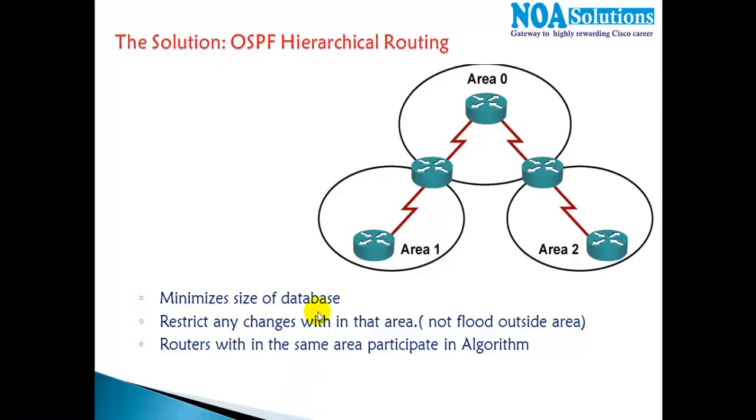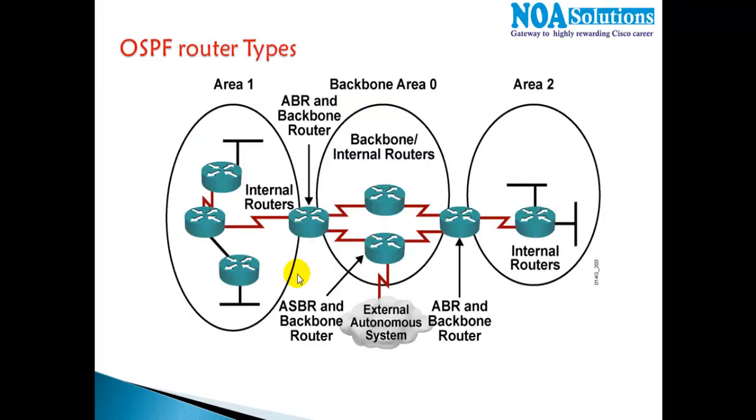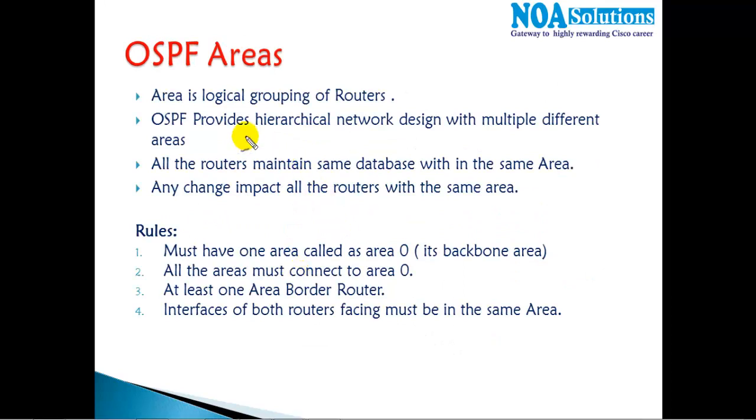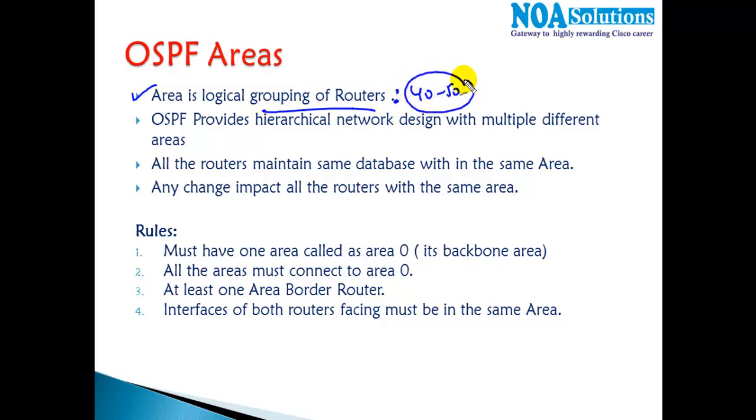So there's one more rule we need to follow. Like here you can see, I have the same rules. Area is a logical grouping of the routers. That's what I discussed, and it is recommended not to use more than 40 to 50 routers in one single area. All the routers must maintain the same database, but it will be within the area. And any change is going to impact only the routers within the same area.